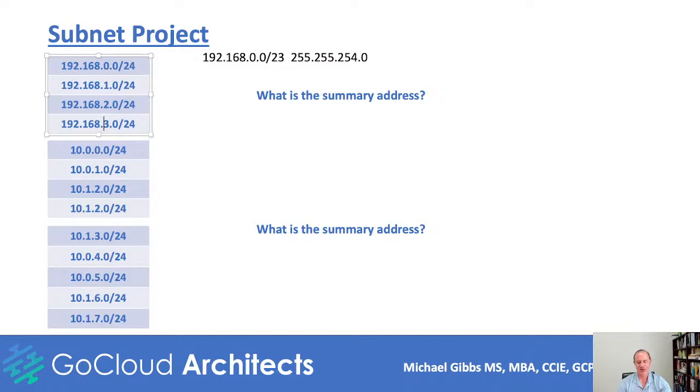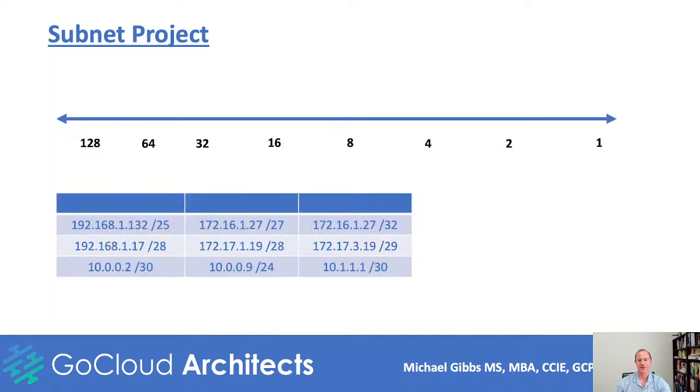Okay, exactly, Arun, /22. So by changing this to a /22, exactly, everything's going to change. It'll look like this. And what is a /22? 6 bits. What are those 6 bits? Let's add them up. 128, 64.